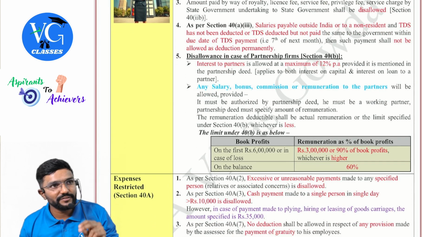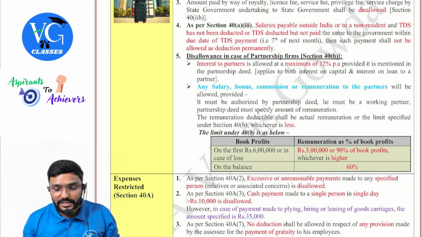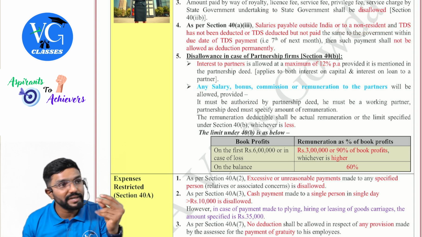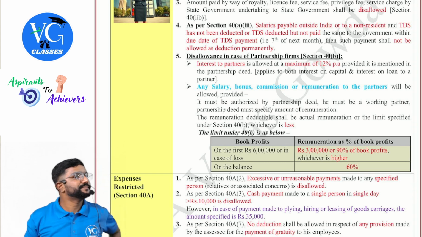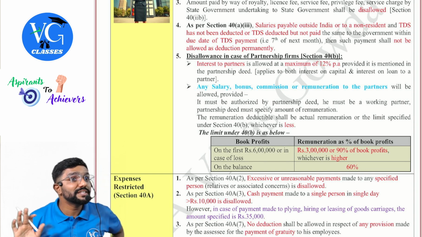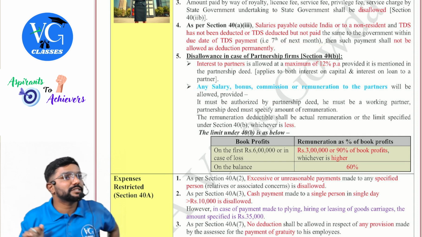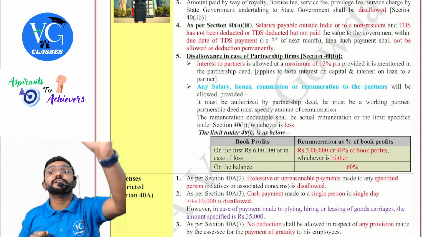Next, as per section 40A(3), guys, one special thing, a different provision is covered here. Salary payable outside India or to a non-resident, if TDS has not been deducted or deducted but not remitted within what date? TDS due date. Not the due date of filing the return. TDS due date. And in brackets, I have also mentioned 7th of next month. Permanently disallowed.